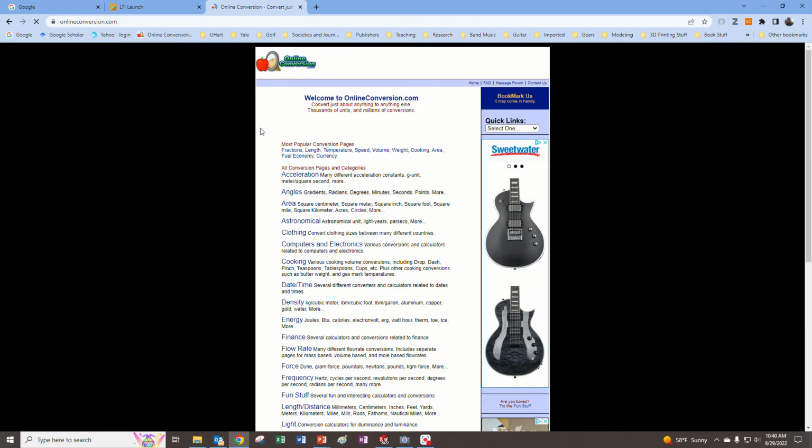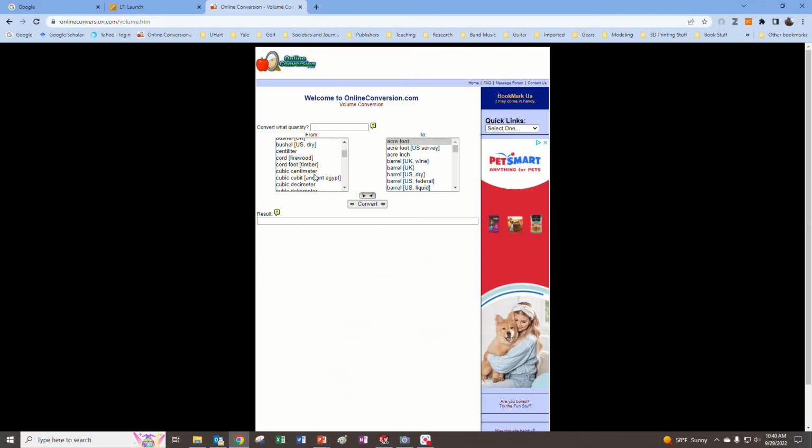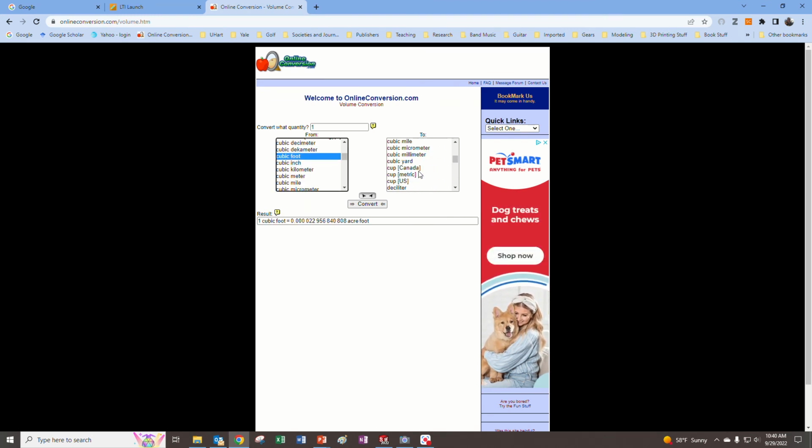The website I go to often is the online conversion site right here, onlineconversion.com, and go to these different volume flow rates. You could prove to yourself that one cubic foot is equal to how many gallons, or go the other way around, right? Notice that they have UK gallons and US dry gallons. UK is 6.24 gallons. There you go. US liquid, 7.48. So it proved it. I was about to go nuts right there.